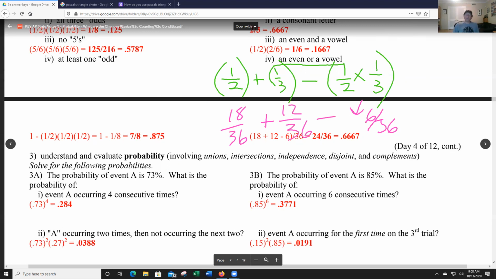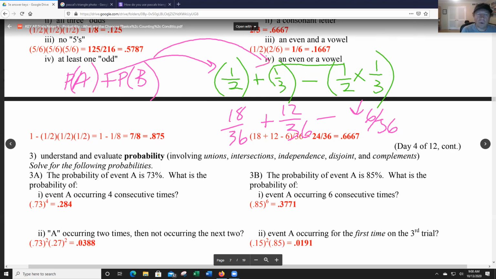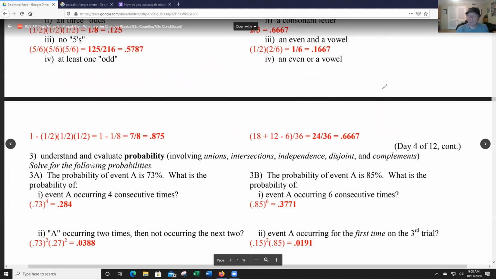There it is. So you didn't necessarily have to use sample space to get that problem. You could have gone: the probability of A, which is 1/2, plus the probability of B, which is 12/36 or 1/3, minus their intersection. And in this case, the intersection is their product because these two dice are independent. That is a cool problem. I hope that long explanation makes sense to you. All right, let's keep rolling.